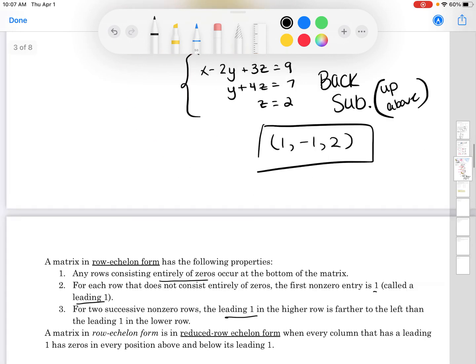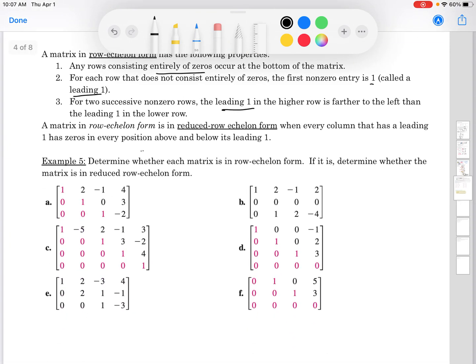Okay. Now, if we have reduced row echelon form, to be reduced, anywhere there is a 1, all the numbers above and below it are zeros. So, for example, in reduced row echelon form, we're looking for the 1 to have only zeros below or above it. But that has to be true for all of our ones. Okay, so we want to determine whether each matrix is in row echelon form or if it's in reduced row echelon form. And what echelon really just means, it refers to that stair step pattern.